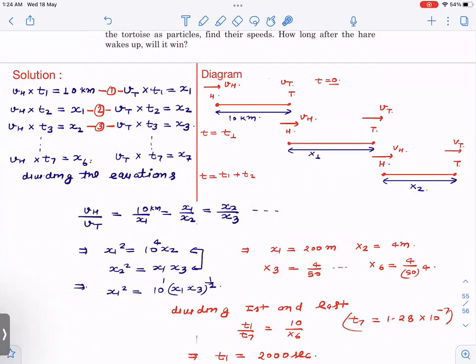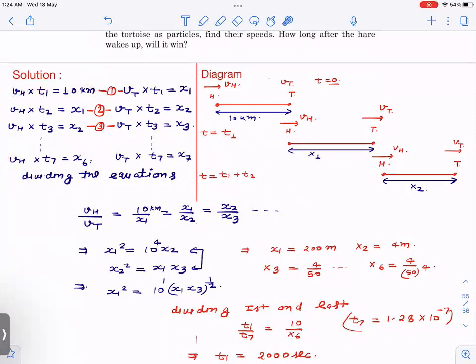How much was x0? X0 was 10 kilometers initially, and this is 200, 150th. Likewise, if you calculate from here or from the series, x2 comes out to be 4 meter. And then every next distance is 150th of the previous distance. Likewise, I have found up to x6, right? Why? You will know. So now I am dividing this equation.